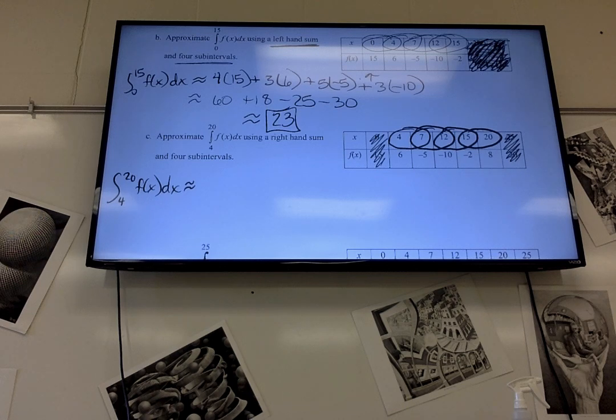All right. So that is 4 to 7. 3 times -5 this time because it's a right-hand Riemann sum. So then 5, -10, 3, yep, 5, 8. Very good.